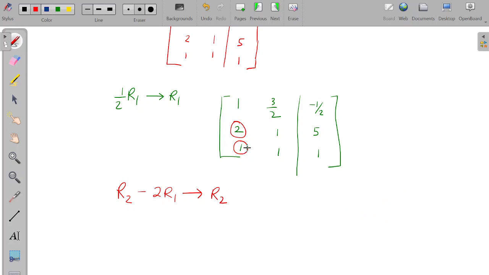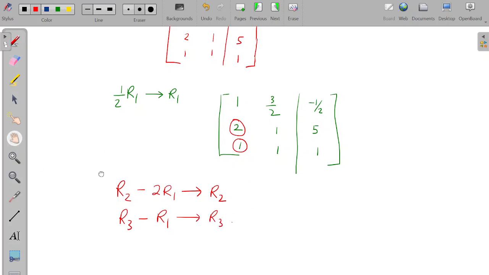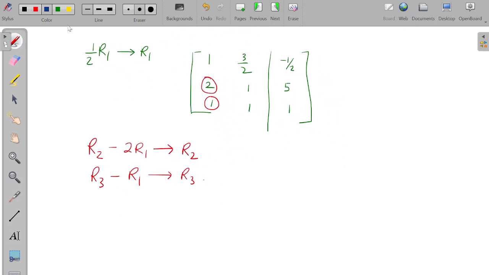Now I can also write the formula for row 3. So row 3 minus row 1. I'm using this minus this, and I'm giving it to row 3. Let's perform that operation and see what we are going to get. This remains the same. That one is not changing.